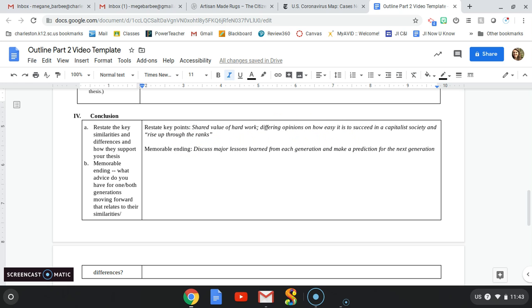For a memorable ending, there are a few ways you can do this. You can discuss a lesson learned, kind of like the moral of the story, so to say. You can make a prediction for the next generation. You can also give advice. I've just listed all three here for you. You decide what works best for your purposes.